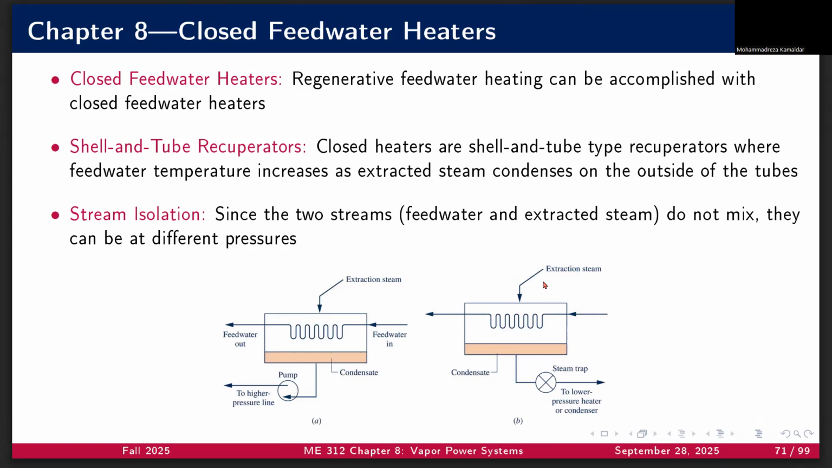Okay, so this stream isolation gives us a crucial design advantage. The two fluids can be at different pressures, which was not the case for direct contact mixing or the open feed water heater. This difference impacts how we design the entire power plant, particularly how we manage the condensate. So while the open heater simplifies heat transfer through mixing, the closed heater offers greater pressure flexibility through heat exchange. We'll start our discussion by examining the construction of the closed heater and the two primary methods for handling the condensate.